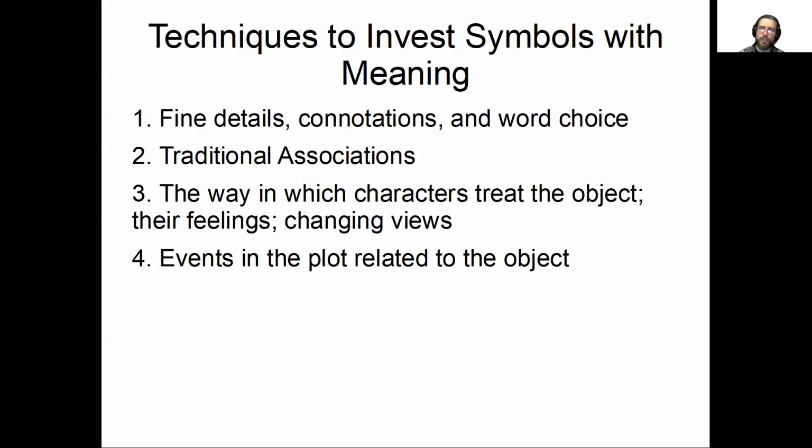those 4 things you should keep in mind as you're trying to construct symbols. Think about your word choice, significant details, connotations. Think about traditional associations, what you think of when you see an object or when you hear about an object. The ways in which characters treat the object and how their treatment of it and their responses to it evolve over the course of the story, and events in the plot related to the object. Those are your tools, the tools that you can use to illustrate the symbolic meaning of the objects inside your stories.